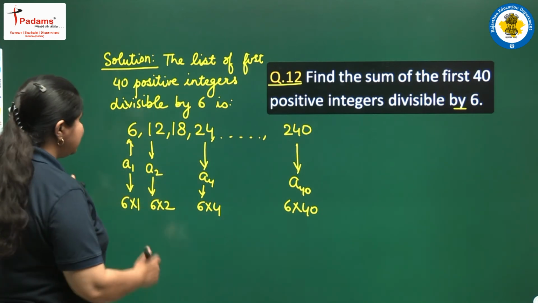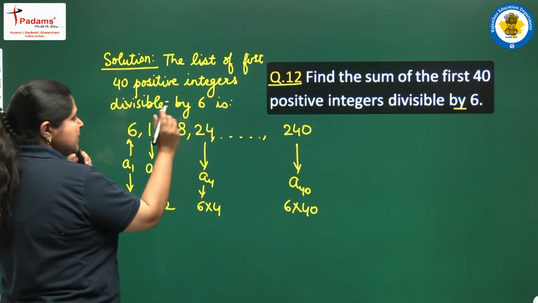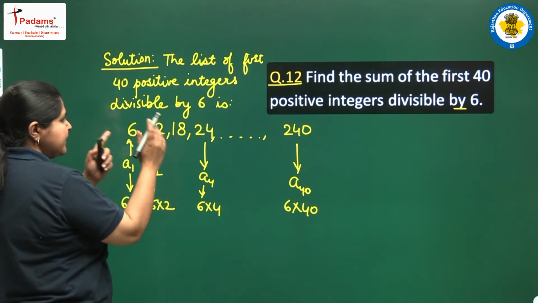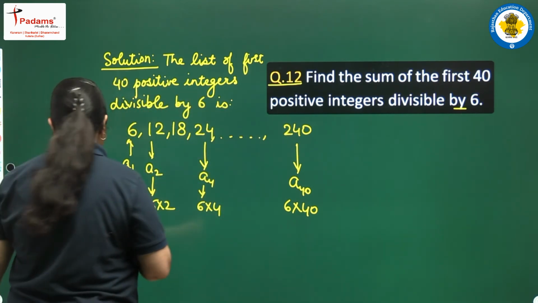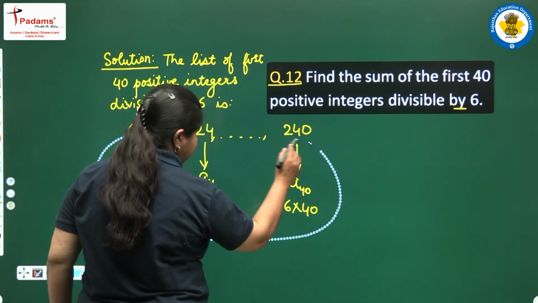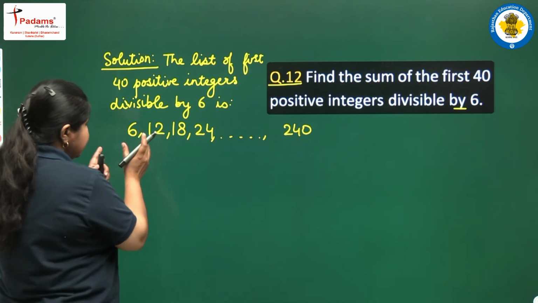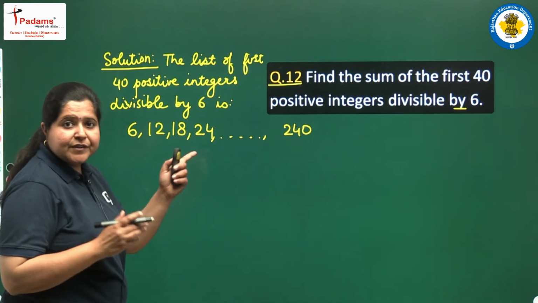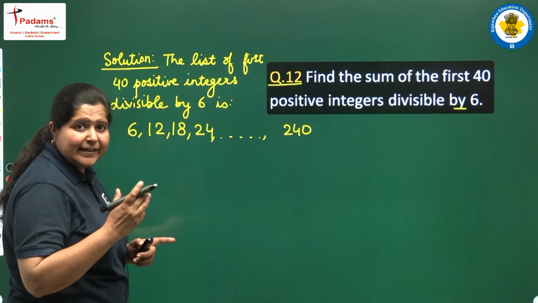So you can see here the list of first 40 positive integers divisible by 6 is 6, then 12, 18, 24 and so on till 240. Here you will see that this is an AP. Let me erase. Now you will see the difference between any two consecutive terms is the same every time and it is equal to 6. So this is an AP.